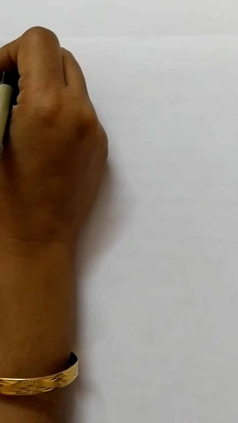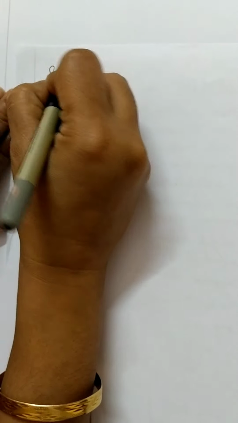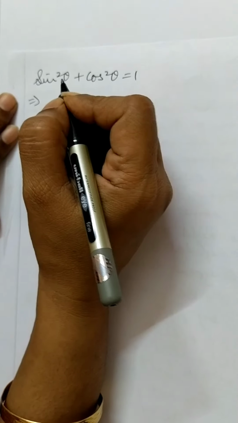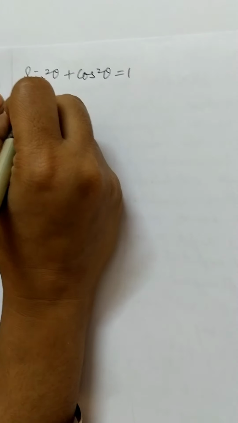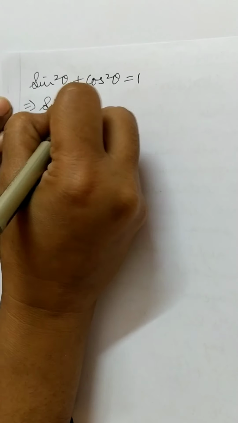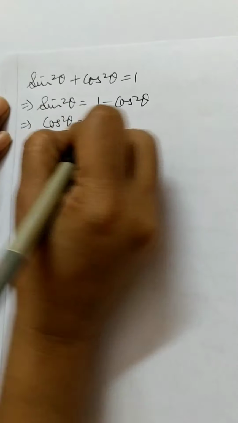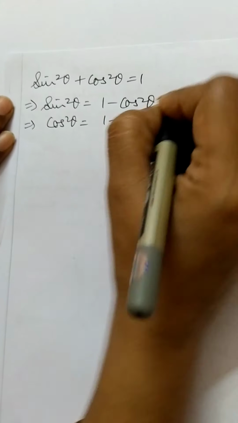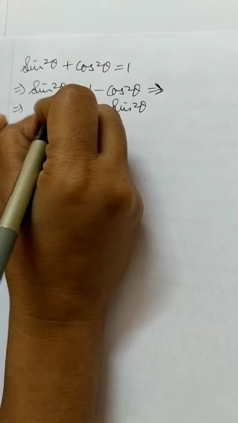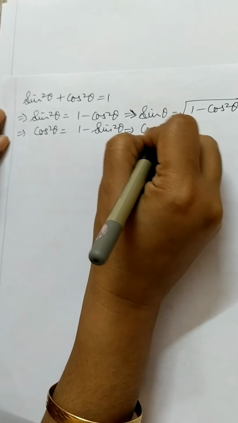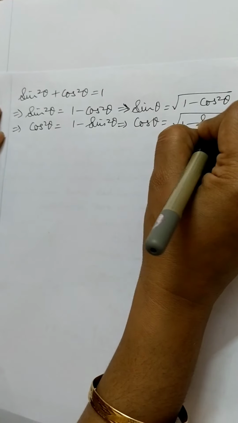So we have got three fundamental identities. First is sin square theta plus cos square theta is 1. By transposing the terms, you can write different forms of this identity as per the need of the question. Like from here you can write that sin square theta is 1 minus cos square theta, or cos square theta is 1 minus sin square theta. Or further, if you want the value of sin theta, you can write sin theta is under root 1 minus cos square theta, or cos theta is under root 1 minus sin square theta.